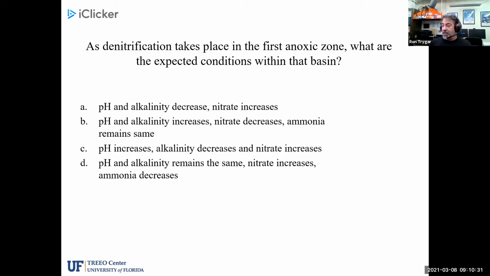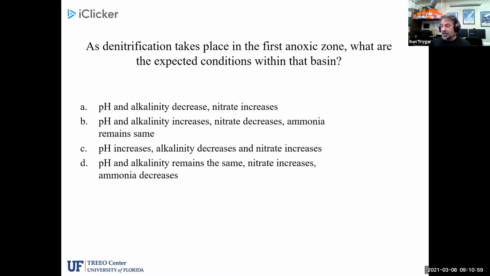Letter A, pH and alkalinity decrease, but nitrate increases. Letter B, pH and alkalinity increase, nitrate decreases, and the ammonia remains about the same. Letter C says pH increases, the alkalinity decreases, and the nitrate increases. And letter D says pH and alkalinity remain the same, nitrate increases, and ammonia decreases.